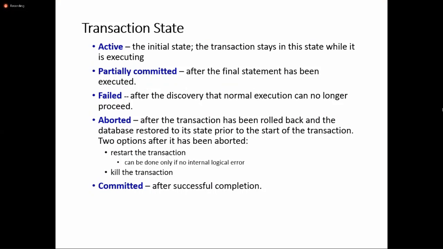Partially committed is after the final statement has been executed. Okay, coming to the final year. So for example, you are students. Now you are in the final year. But unfortunately, you cannot complete the project, or other exams are passed or something. Okay, that's a final state. Partially committed means the exams are passed.